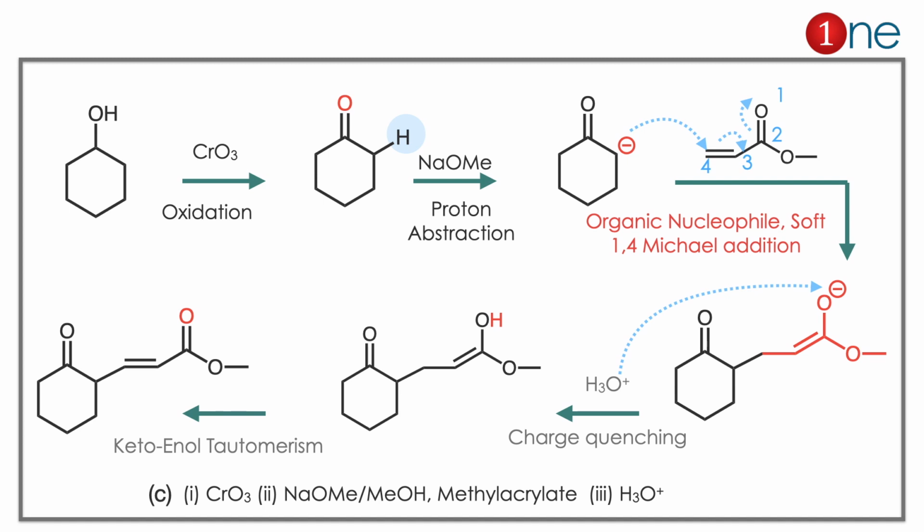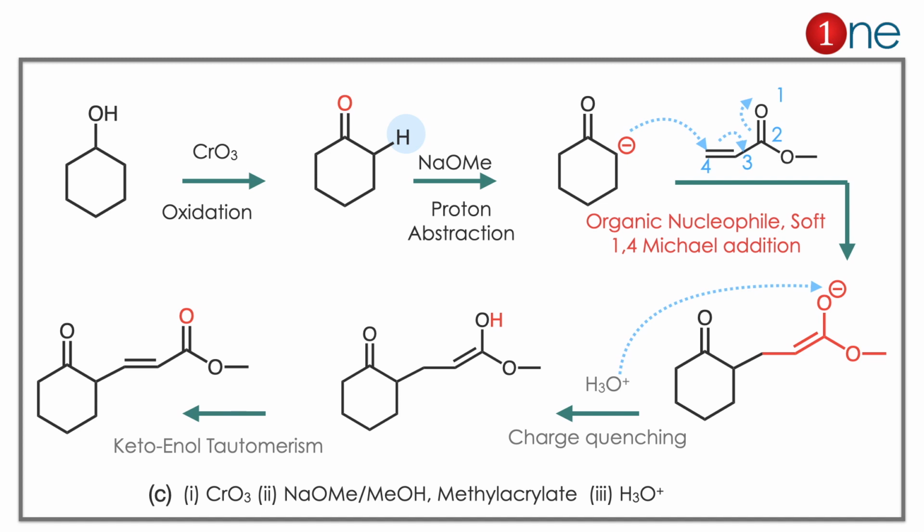So the anion attacks, the double bond shifts, and you have O minus formation. Then you are hydrolyzing with charge quenching. It forms an alcohol. Further it is converted into the keto-enol, and you get the desired product. So the choice of reagent will be chromium oxide, sodium methoxide, methyl acrylate and hydrolysis.